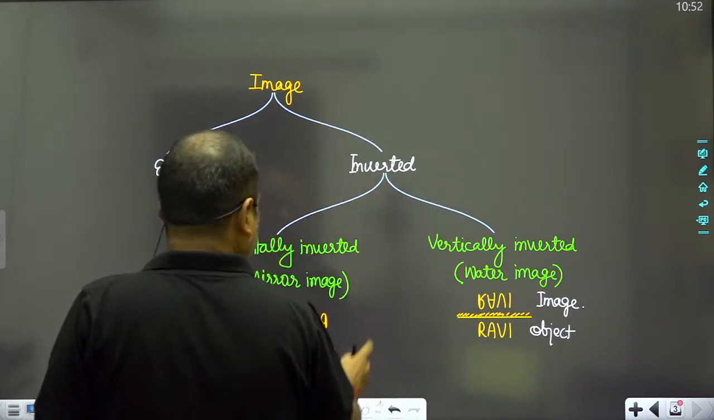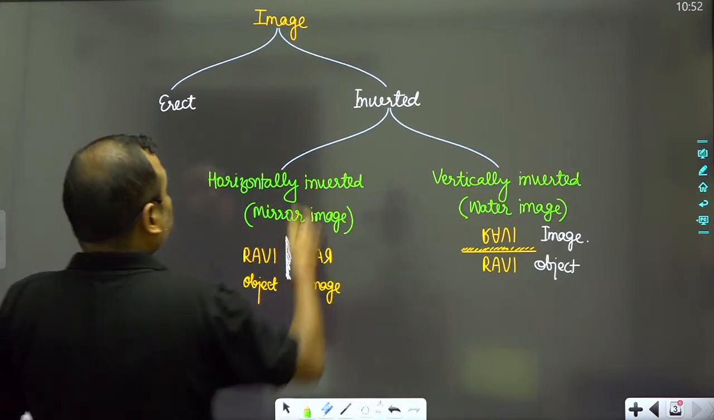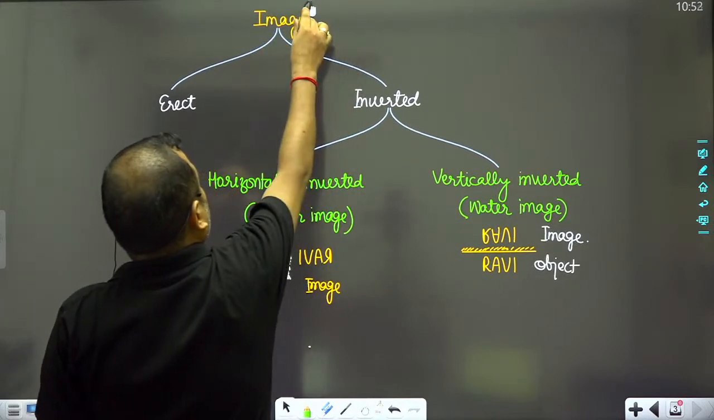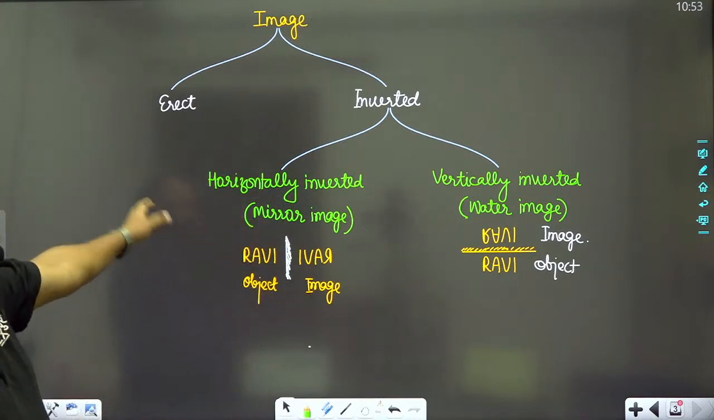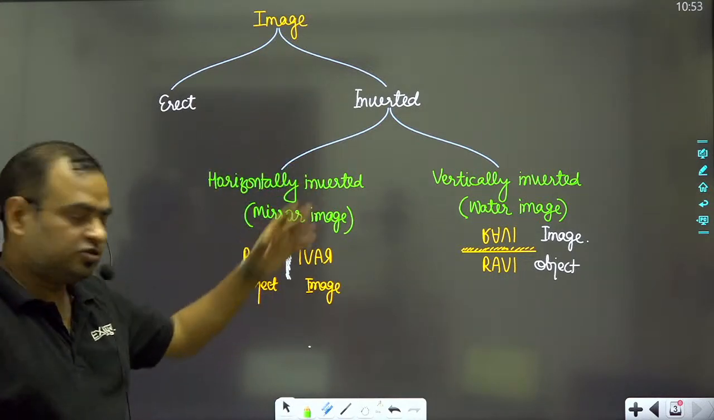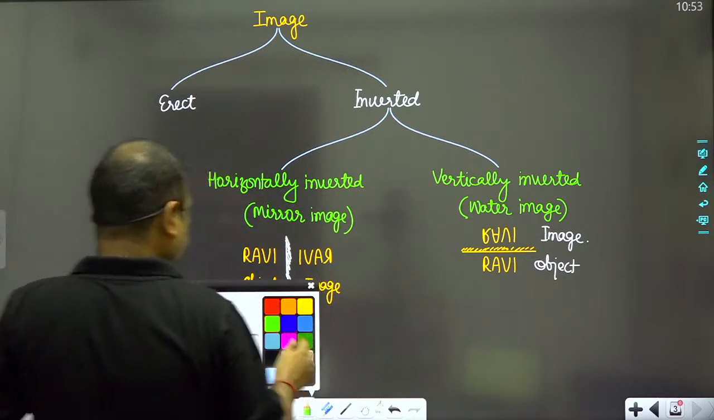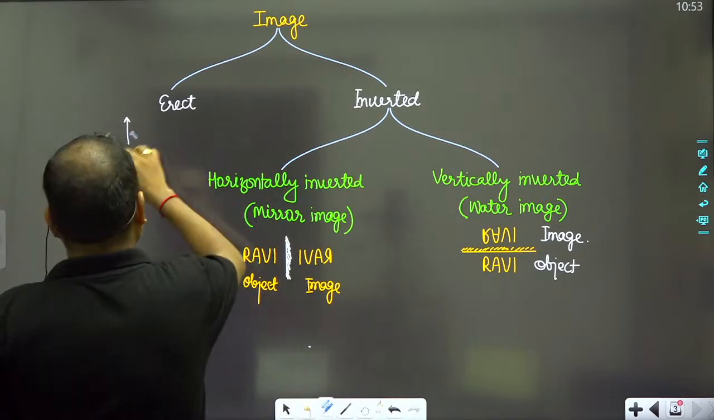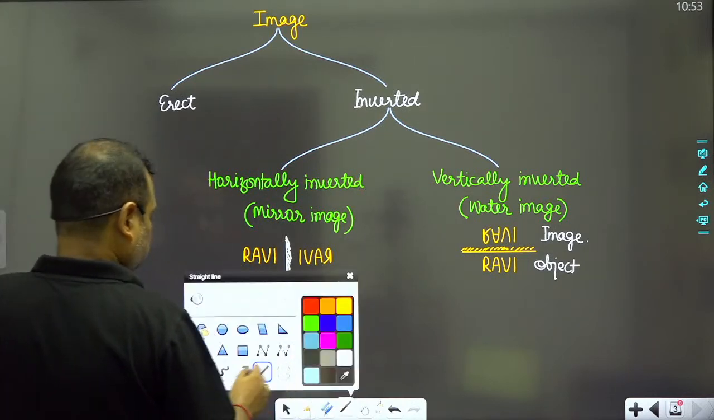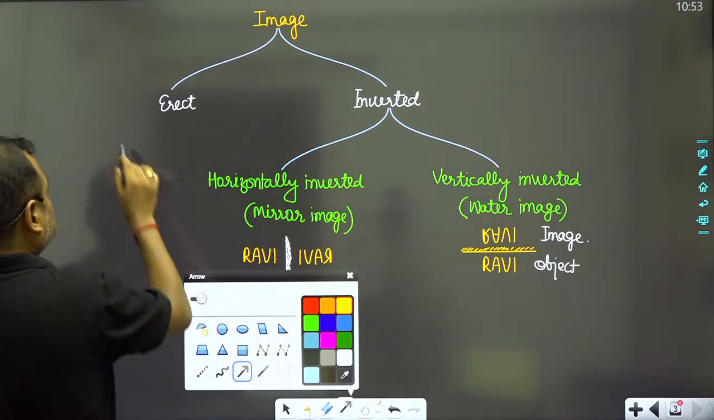Okay, so these are the basic points in the case of image. Erect means, suppose that this is an object.